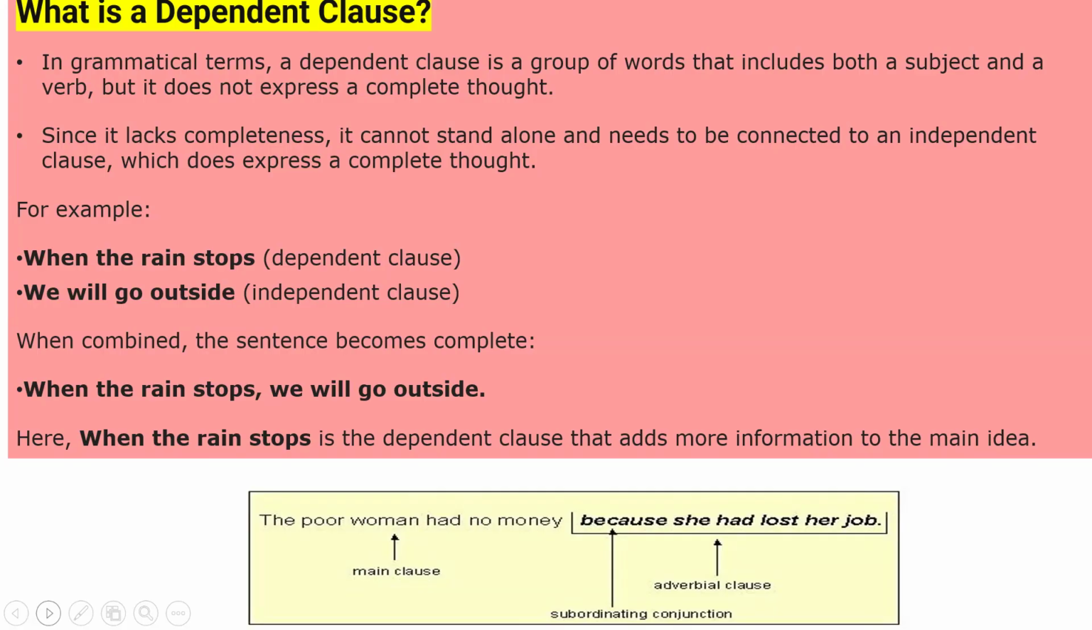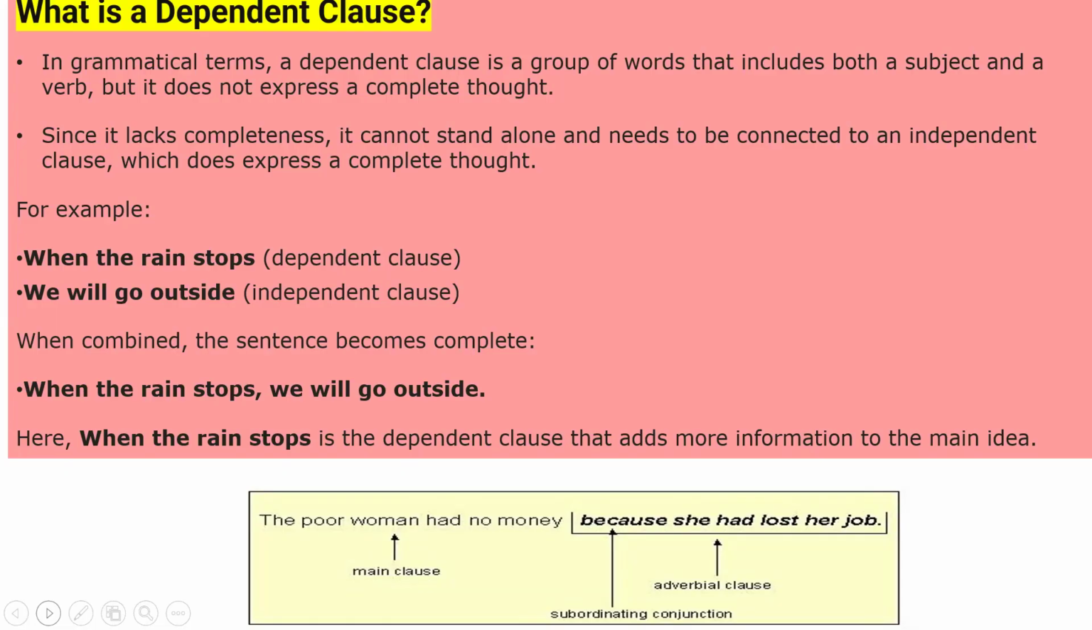Since it lacks completeness, since it lacks complete meaning, it cannot stand alone, self-reliant, self-dependent, and it always needs to be connected to a main clause, principal clause, or independent clause, which does express a complete thought. So when it joins with a complete independent clause, then it gives a complete thought, complete meaning, complete sense.